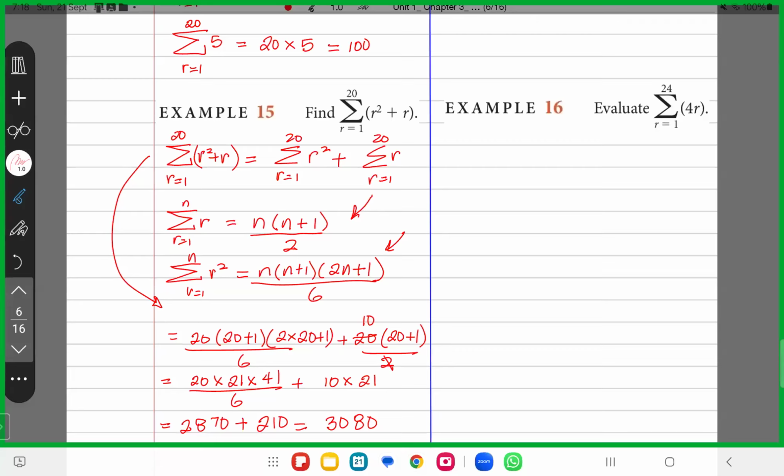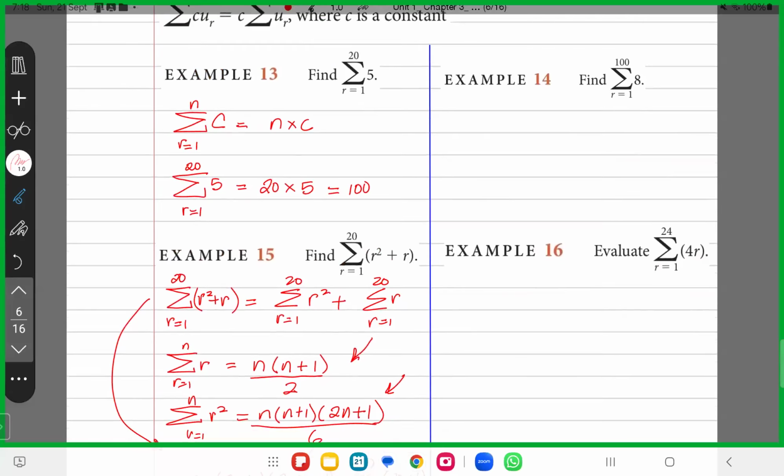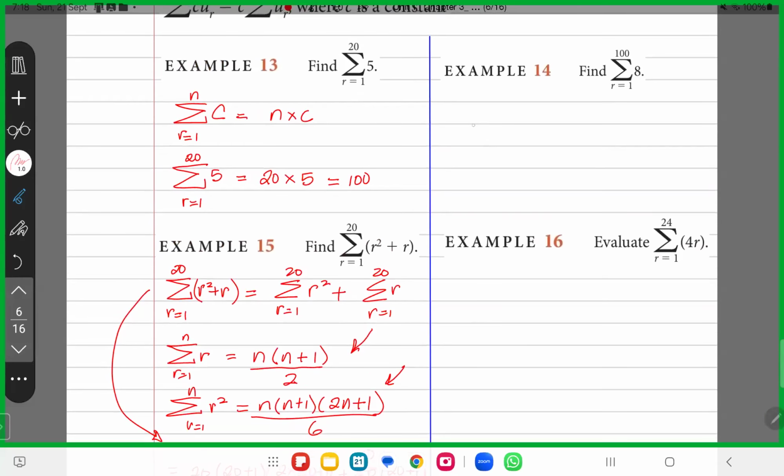All right, so example 14. The summation from R equals 1 to 100 of 8 is simply telling me to add the 8 100 times. And the shortcut for doing that is to simply multiply 100 by 8. So the answer here is 800.